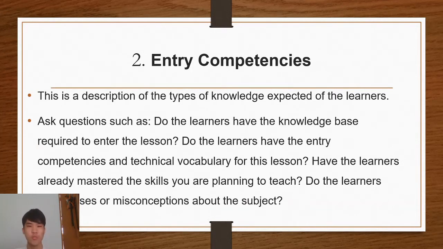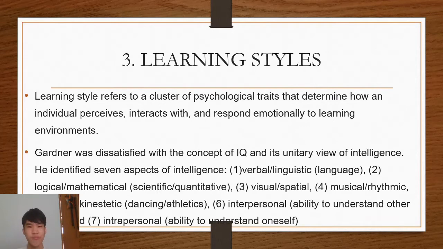Next is entry competencies. This is a description of the types of knowledge expected of the learners. You can ask questions such as, do the learners have the knowledge base required to enter the lesson? Do they have the entry competencies and technical vocabularies for the lesson? And do they already master the skills you are about to teach? Or do they have biases or misconceptions about the subjects?